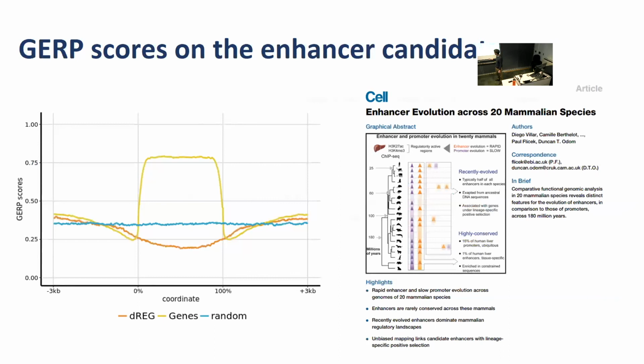So I was a little worried. Then I read this research that was done in 2016, I believe, where they studied enhancer evolution across 20 mammalian species, and they found that mammalian enhancers are rapidly evolving sequences. Quoting them, enhancers are rarely conserved across these mammals. Unbiased mapping reveals candidate enhancers with lineage-specific positive selection. A little bit of evidence on top of evidence that this thing that we found might actually be enhancers.